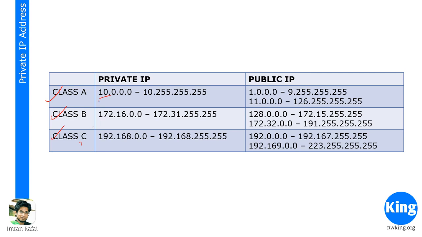And then we had class B. The private range in class B is 172.16.0.0 to 172.31.255.255. If you look at this, this is a slash 12, and the class A range is a slash 8. And for class C, it's a slash 16, 192.168.0.0 to 192.168.255.255. So these are the private ranges, and the rest are the public ranges in class A, class B, and class C.